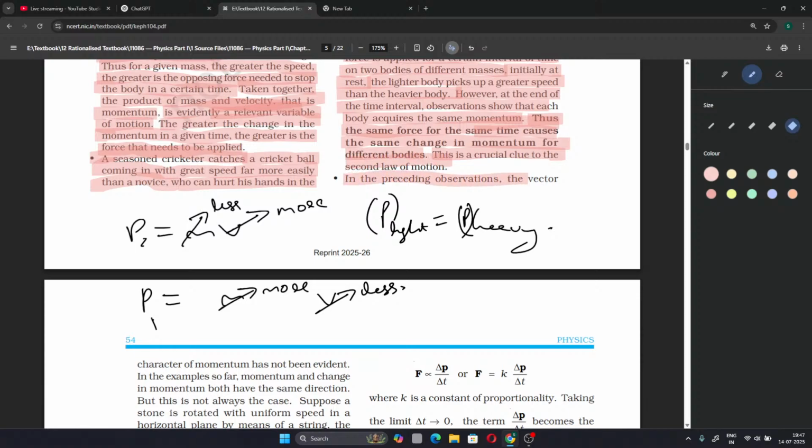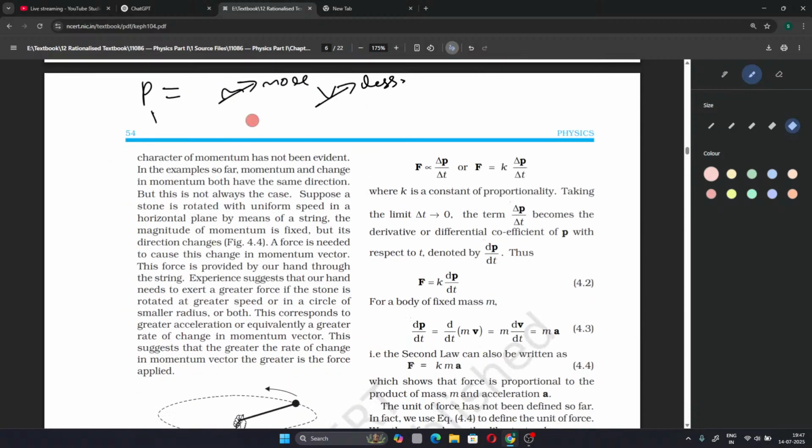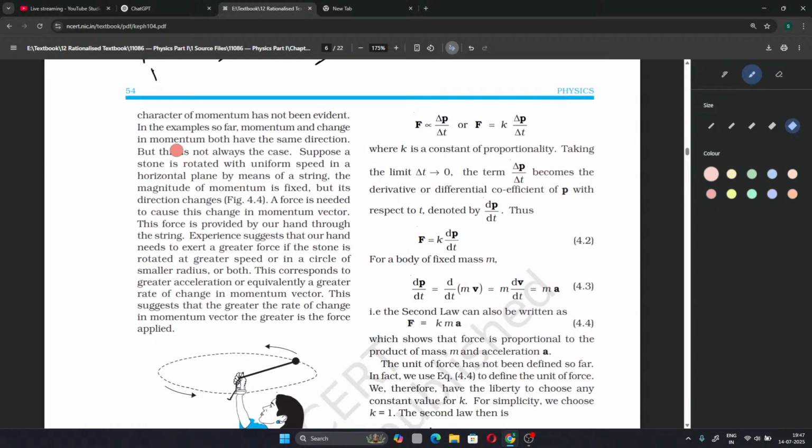In the preceding observations, the vector character of momentum has not been evident. We know that momentum is a vector quantity, obviously, but it has not been evident so far. Now let's see. In the example so far, momentum and change in momentum both have the same direction. Okay, but this is not always the case.